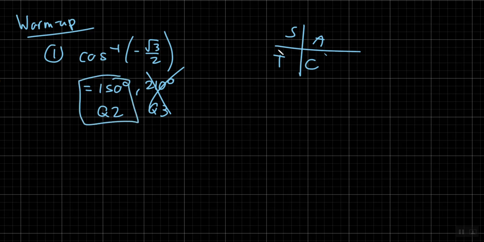Cool. We're trying to find the answer. So if I evaluated inverse of cosine of negative radical 3 over 2, the answer is 150. This equals 150 degrees.